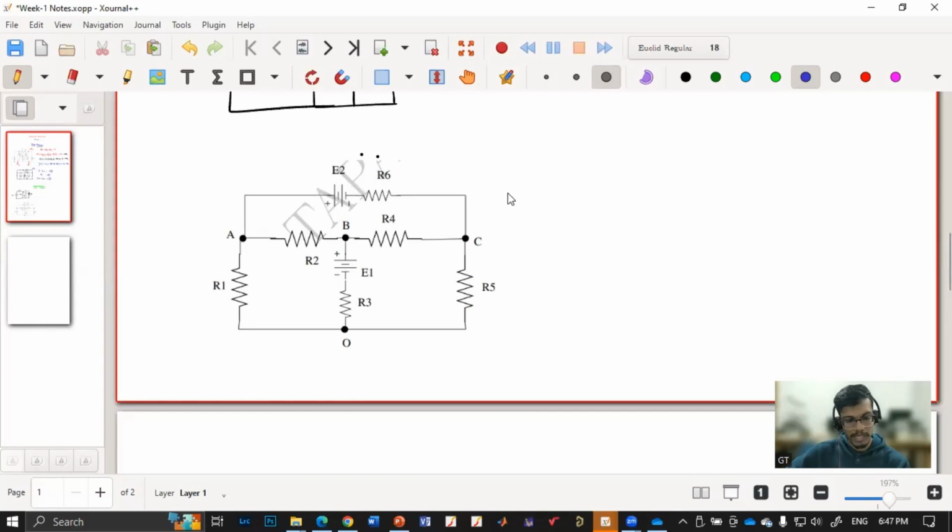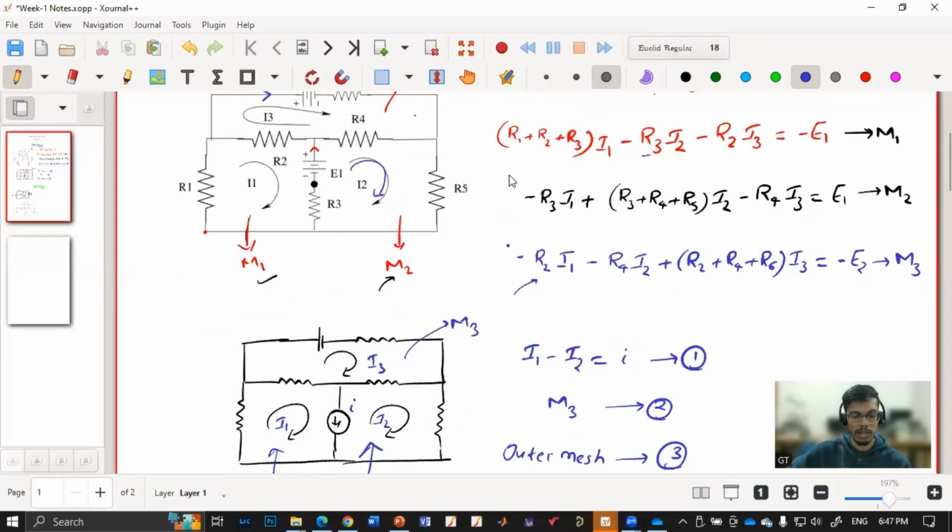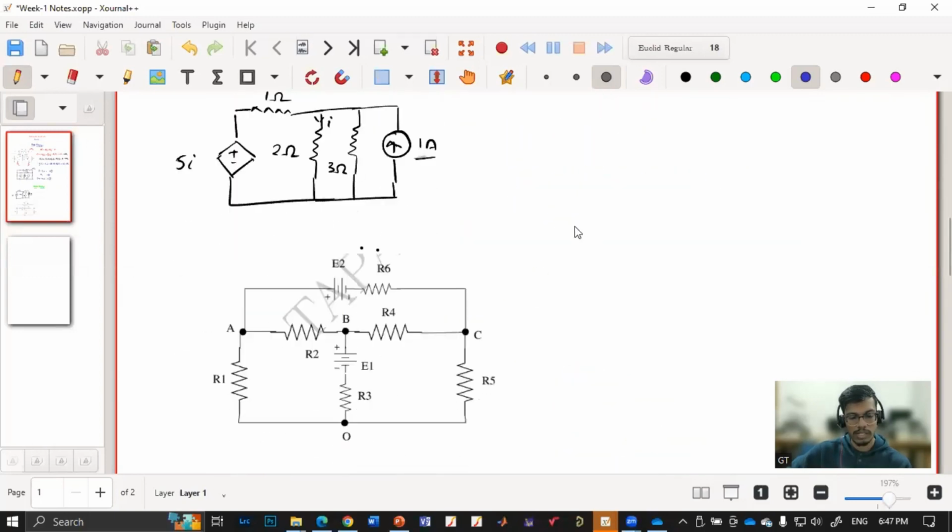The same problem exists in the nodal case. In the case of KVL, if there is a current source, we do not know the voltage. Similarly, in nodal analysis, if there is a voltage source between two nodes, we do not know the current that it is supplying or taking. So there also we will be facing a similar issue.